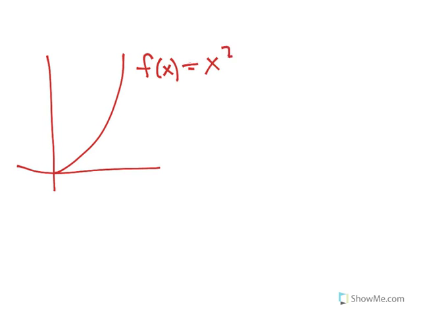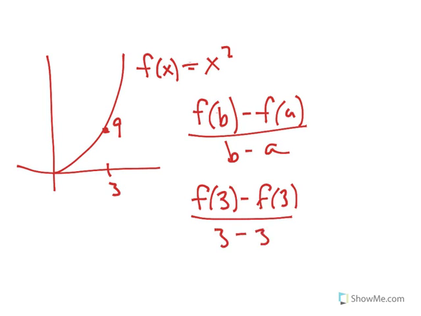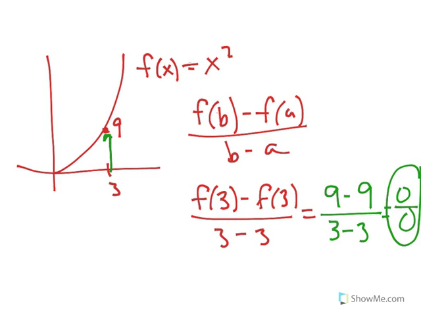And what I'm going to do is pick 1 point and try to find the slope at that point. This is the point 3, 9. I'm going to use that same point twice. And I'm going to do f of b minus f of a over b minus a, except I'm going to use the same point. So I'm going to go f of 3 minus f of 3 over 3 minus 3. The value of the function at 3 is 9. So it becomes 9 minus 9 over 3 minus 3 equals 0 over 0. Hey, 0 over 0, is that undefined? No. That value is indeterminate.